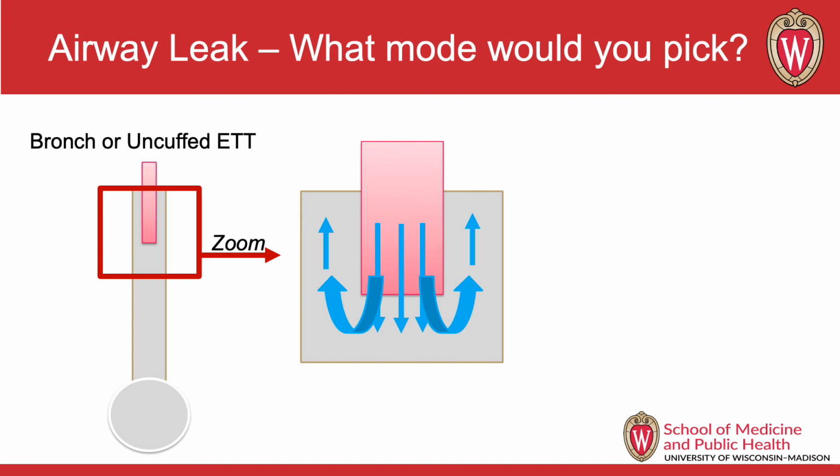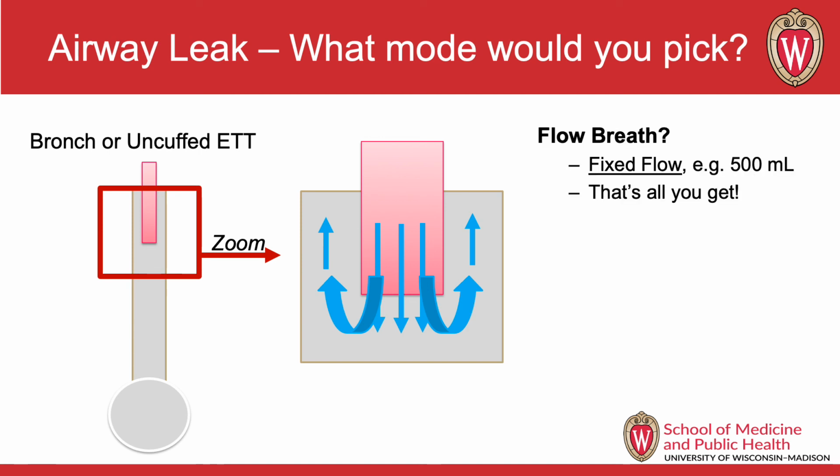And if we zoom in really close and you know you have a bronchoscopy scope in, or say you have an uncuffed endotracheal tube and you have a big leak, something that's making you leak to the environment, you know that it's going to leak upwards and it's going to go downwards. So you're going to have air that gets to the alveoli and air that goes up.